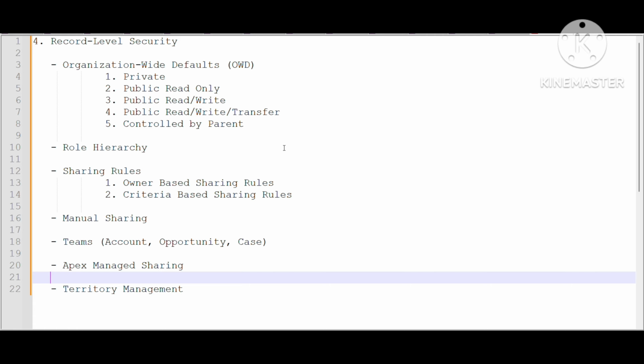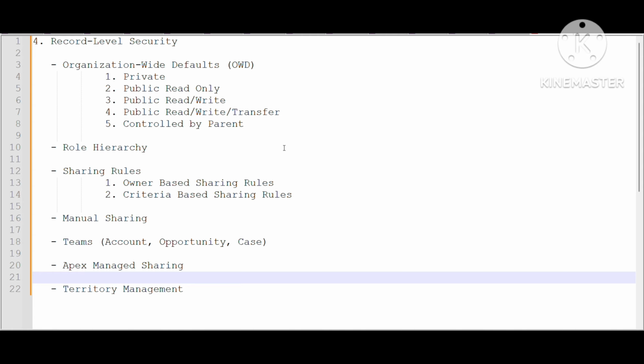Then we have the sharing rules. Basically, sharing rules are used to extend the access that a particular user has. Say for example, I am the owner of a particular record and I wish to share my record with certain users. We can use the sharing rules. Again, sharing rules are of two types: one is owner based sharing and the other is criteria based sharing rules.